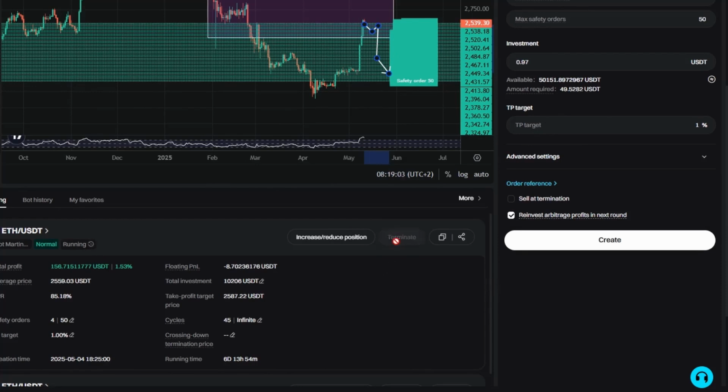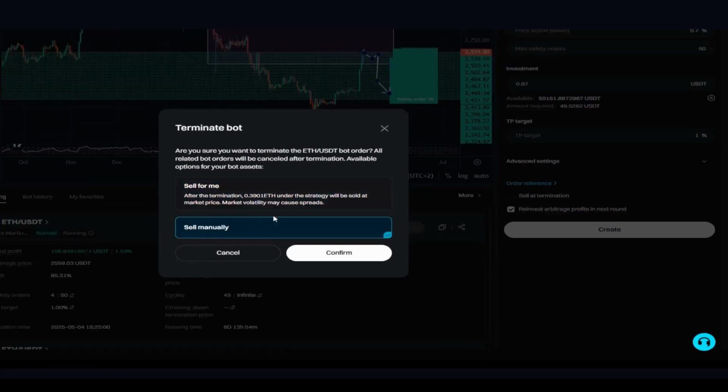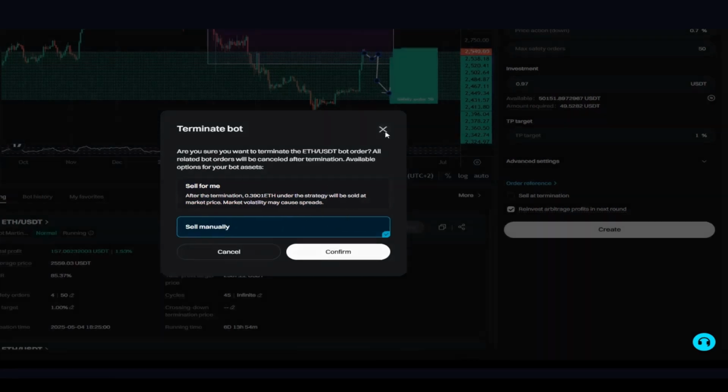If I now click on terminate, then you see here you have the option, sell for me. That means it will now automatically sell 0.39 Ethereum for me. Or I can choose to sell it myself. Then the purchased Ethereum, these 0.39 Ethereum, will be transferred to my spot account.